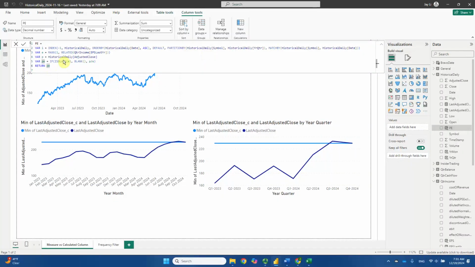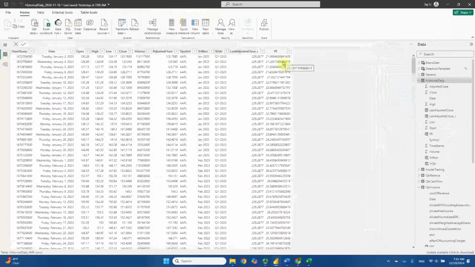So we finished constructing this PE column, so let's just press enter and let's go to the table view to see how this shows up in the table. So we're here at the historical daily data table, and the PE ratio is here calculated.